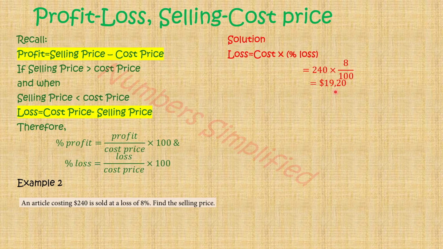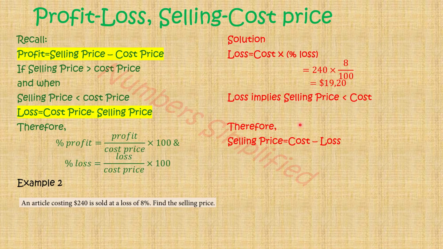$19.20. So now that we have the loss, we move on to also consider the loss, which implies that the selling price is less than the cost itself. So if that is the case, that will mean that the selling price is going to be cost minus the loss. And we expect the selling price to be lower than the cost. That's why we are subtracting this loss. If it was a profit, we would be adding this to the cost because we expect the selling price to be higher than the cost.